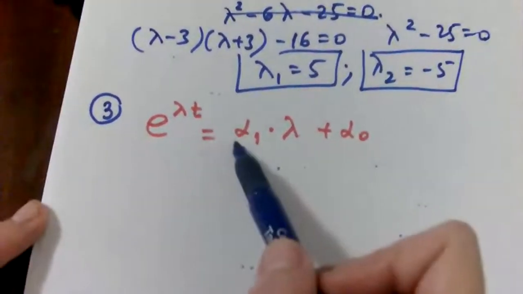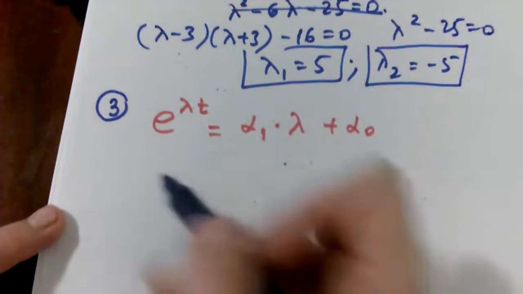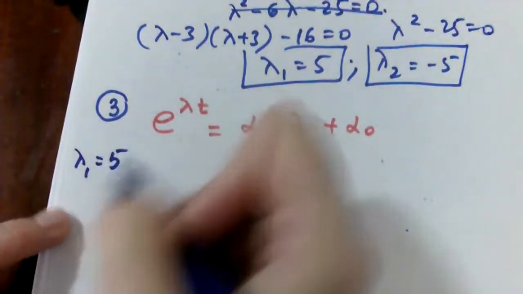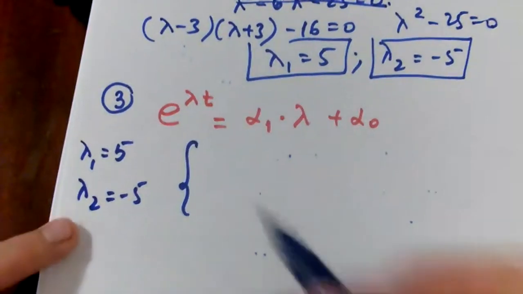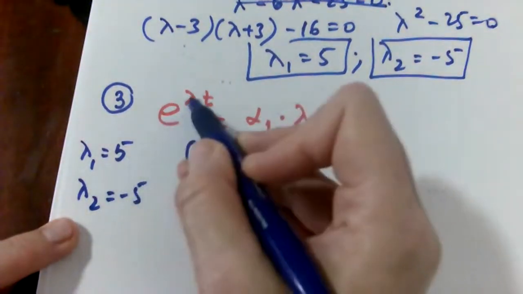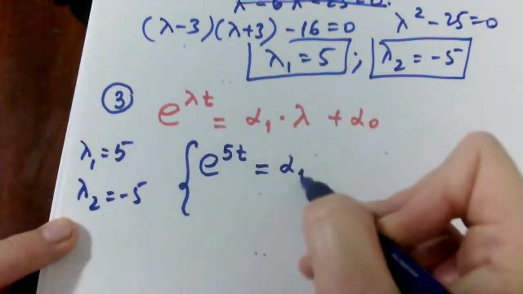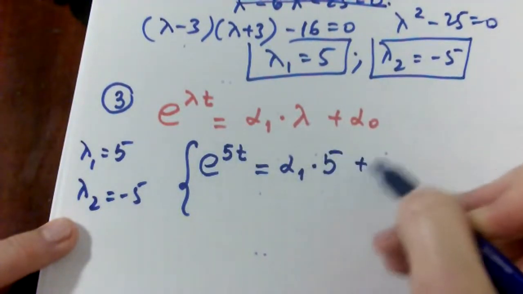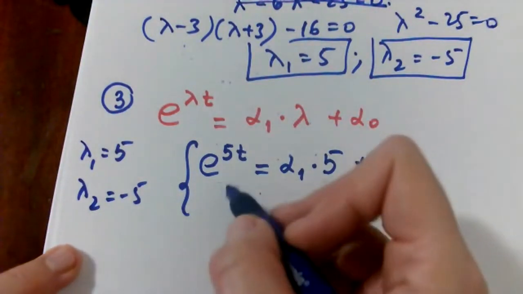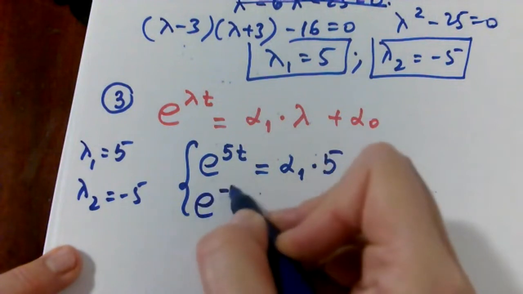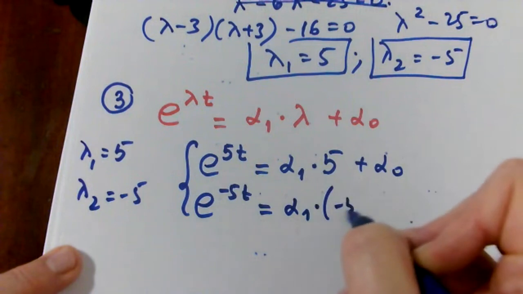Okay, so to find these alphas, we need to dig up two equations from somewhere. But we know that we already have two lambdas. We can substitute them into this red equation, and that will be it. So instead of lambda, I substituted 5 here. e to the power of 5t is equal to alpha 1 times 5 plus alpha 0. Then it will be e to the power of minus 5t is equal to alpha 1 times minus 5.